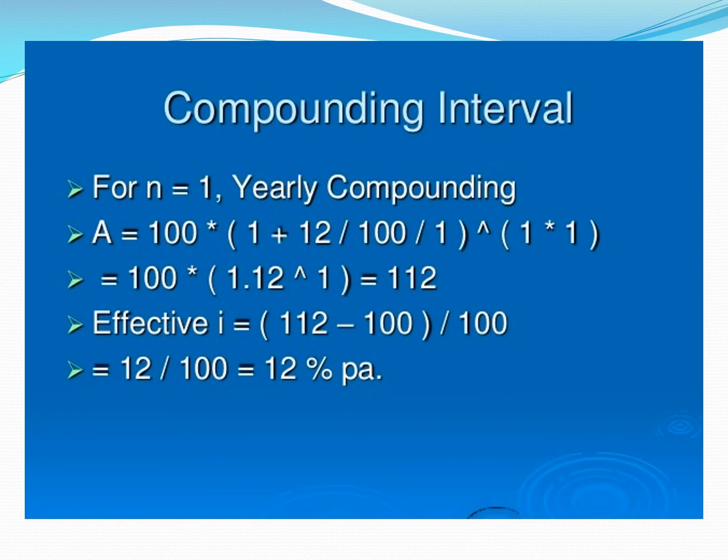For n equals 1, yearly compounding, the principal is 100 rupees and the time is 12 months. Therefore, we calculate the amount: 100 into (1 plus 12 by 100 by 1) to the power of 1 into 1. Simplifying, 100 into 1.12 to the power of 1 equals 112 rupees. Effectively, the rate of interest equals (112 minus 100) by 100, therefore 12 by 100, equals 12% per annum.